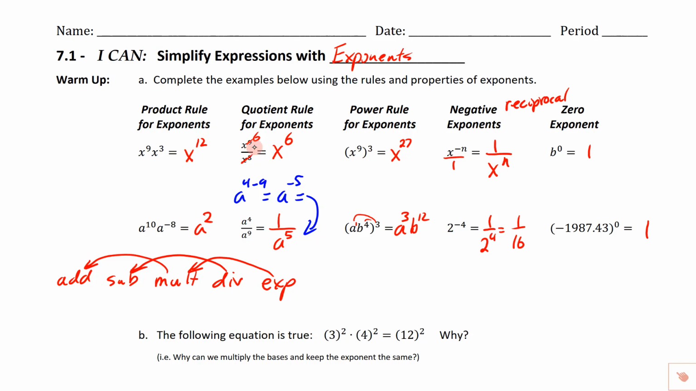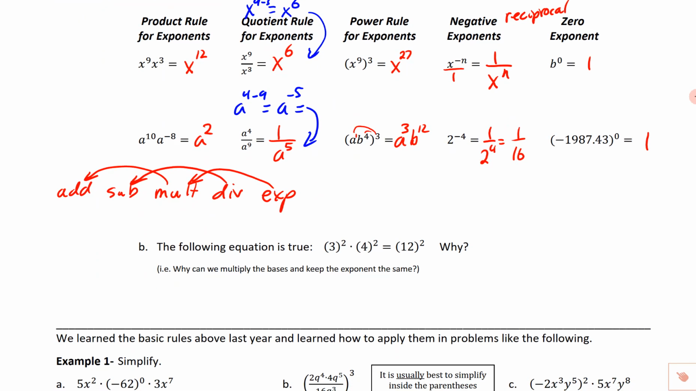You can do the same thing on this one. Like on this one, remember, would be x to the 9 minus 3. We subtract the one on the bottom, that's still x to the 6th. No simplifying necessary there. Okay, let's slide down here and take a look at part B.